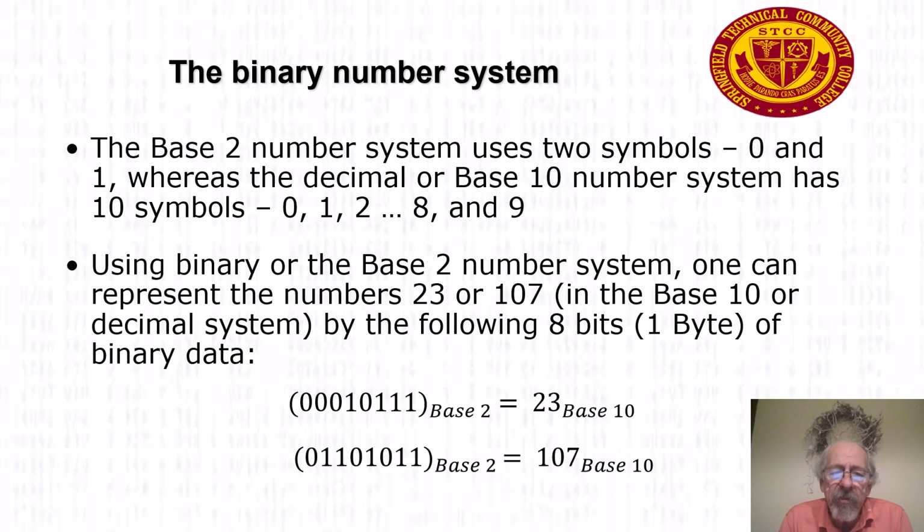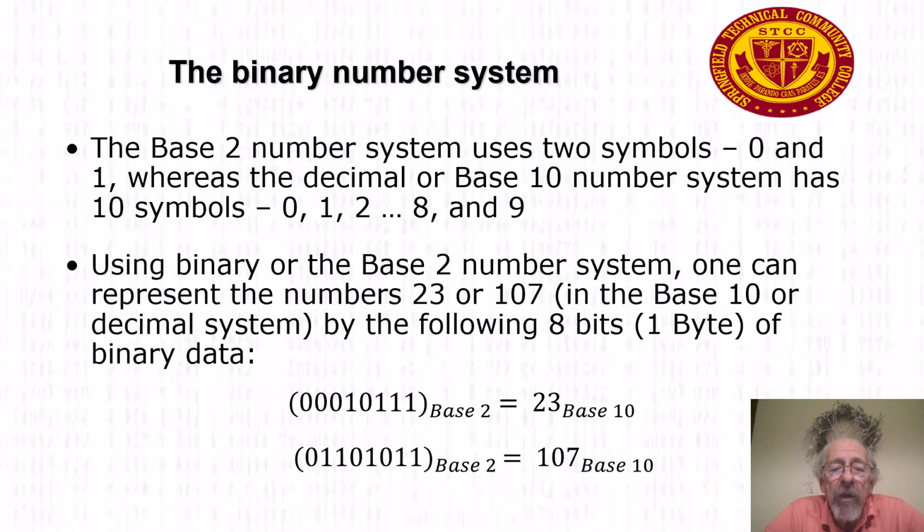So the binary number system is the title of this slide, and what we call the base 2 number system uses two symbols, 0 and 1, whereas the decimal or base 10 number system has 10 symbols, 0, 1, 2, all the way up to 8 and 9. Notice that's 10 symbols for base 10. Base 2 has two symbols, 0 and 1.